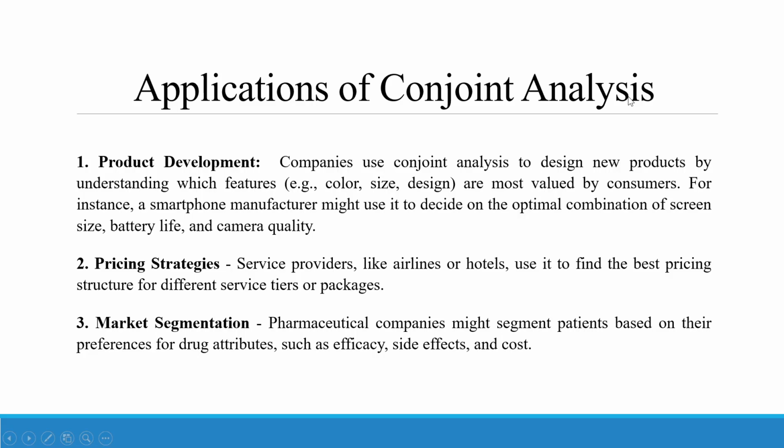Applications of conjoint analysis. We start with product development. Companies use conjoint analysis to design new products by understanding which features, that is, color, size, design, are most valued by consumers. For instance, a smartphone manufacturer might use it to decide on the optimal combination of screen size, battery life, and camera quality to get more sales.